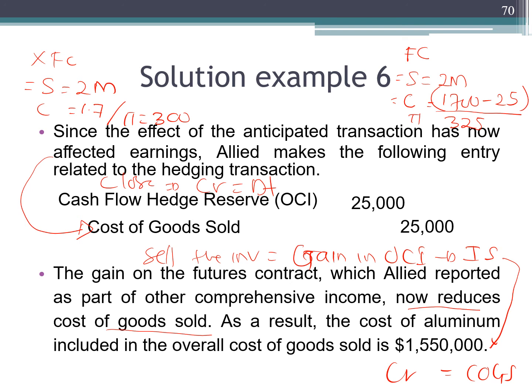So for the cash flow hedging here, we're going to transfer the gains that we have from the hedging activity to the income statement when you sell the inventory. When you sell the inventory, you transfer the gains to the income statement by crediting your COGS. So when you credit your COGS, it means that your profit will be increased.